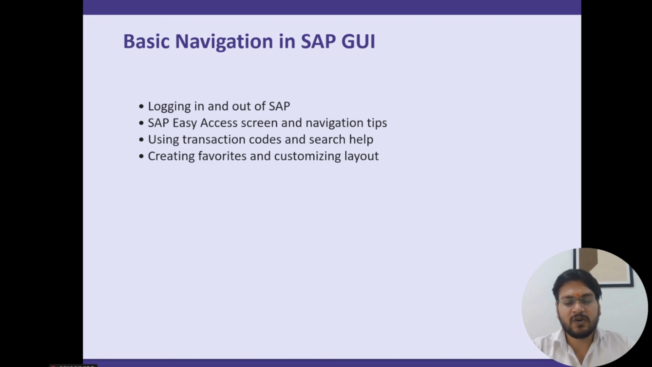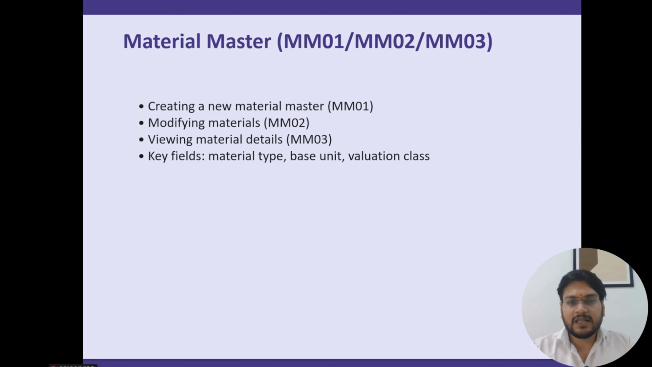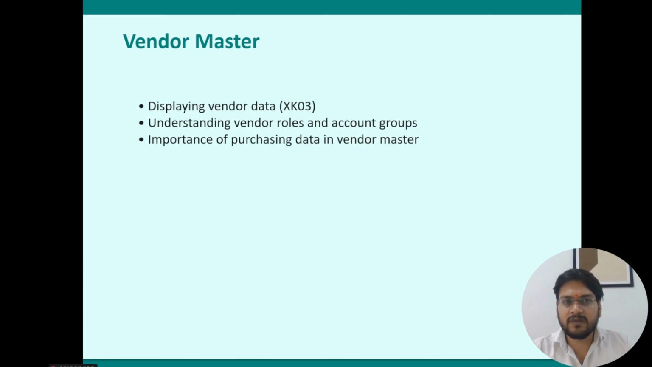So from the very start, we are going to see basic navigations: how to log in, how to log off, how to use the favorites in the SAP Easy Access screen, and how to use navigation to create PO, PR, GR. And we will see how to create a material master record by using these T codes, how you can create a raw material, a finished product, or a customized material. Valuation class, valuation area, all that we will see.